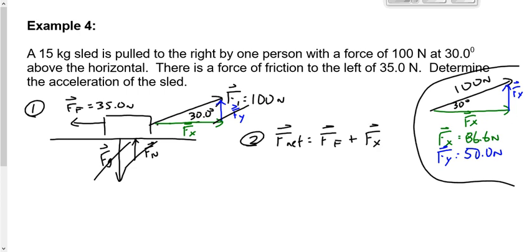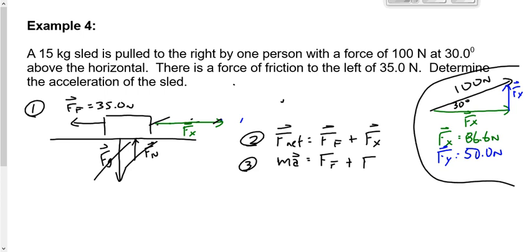All right, remember, it's not 100. 100's dead to us, right? We got rid of that funny angle. Look, this is effectively what we have now. F net is m times a. Now we sub our numbers in here. The mass here is 15 kilograms. The acceleration is what we're looking for here. FF is negative 35 newtons, negative because it's to the left, and Fx is 86.6 newtons.